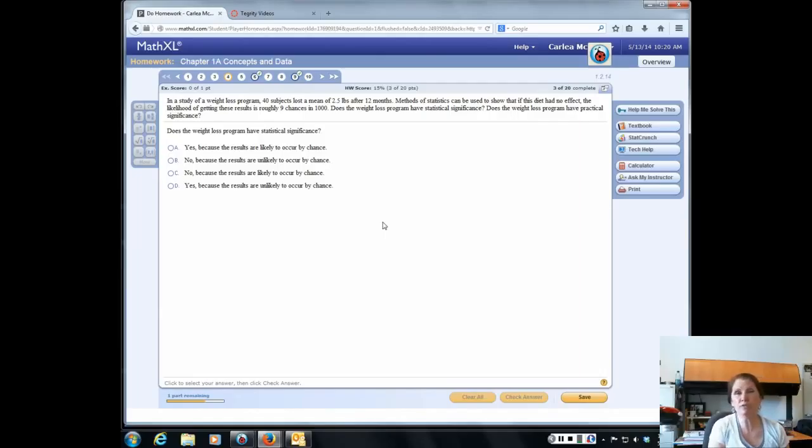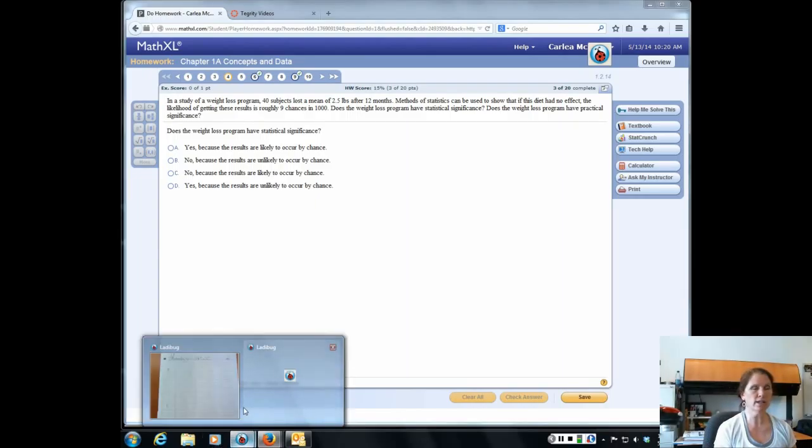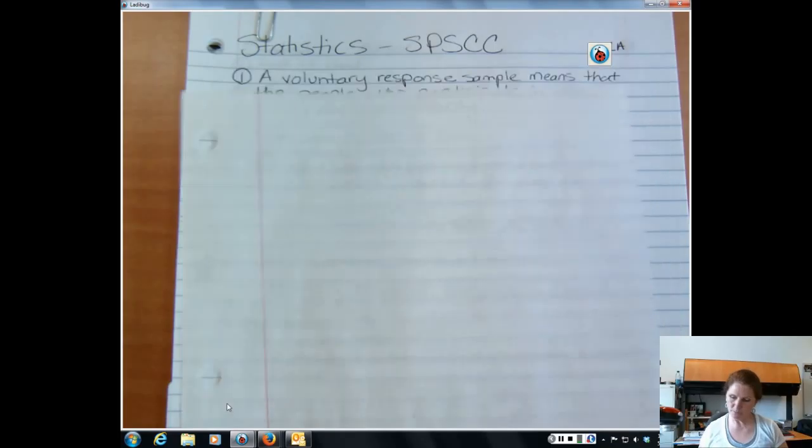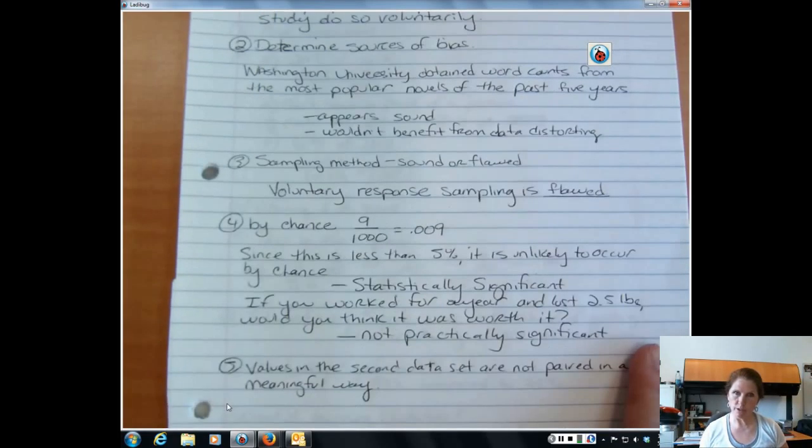In general, we use 5% as our statistical significance. That is, if it would happen more than 5% of the time by chance, then maybe it's not that significant. But if it would happen less than 5% of the time by chance, then we say that, wait a second, this happened. This usually doesn't happen, and yet it did. So this is number 4 here.